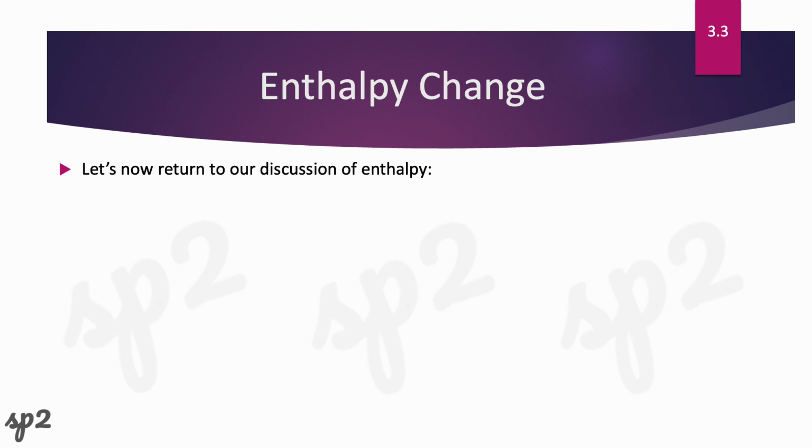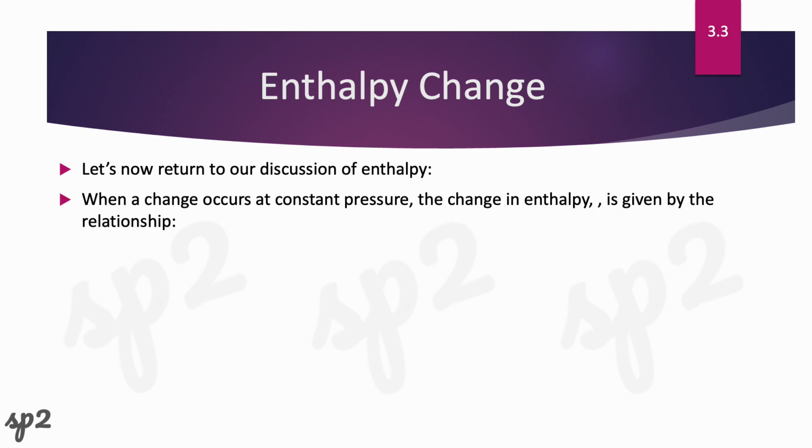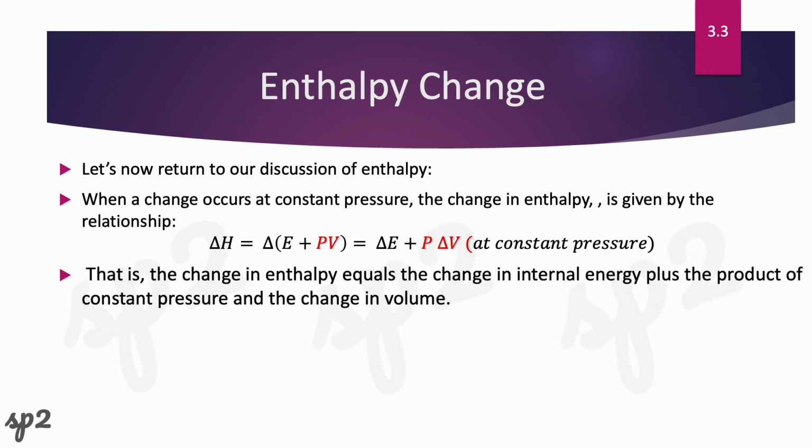Okay, now we're going to return to our discussion of enthalpy. When a change happens at constant pressure, the change in the enthalpy can be given by the following. I have my delta H that goes by delta E plus delta PV. And I'm trying to keep this PV in red so that it will be easier for you to follow the discussion. Now, because my pressure is constant, it will be P times delta V. So this means that the change in the enthalpy equals the change in your internal energy, your delta E, plus the product of the constant pressure and the change in the volume.